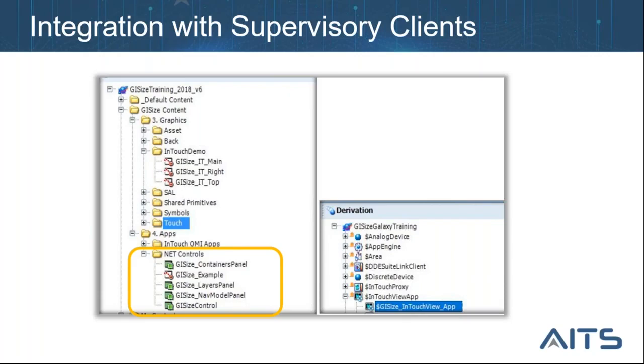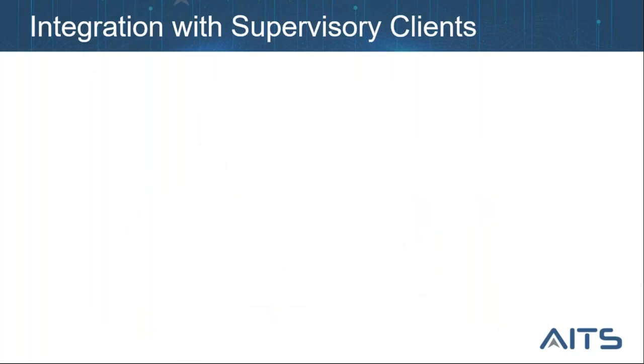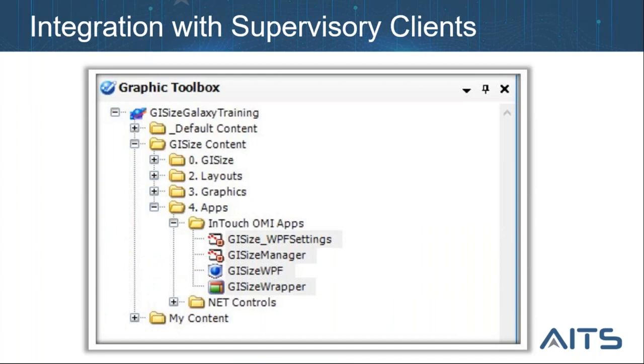On the other hand, since the .NET client controls cannot be integrated within the OMI application, you need designated apps to be imported and used in layouts and panes. For example, here we're going to learn about the wrapper, the GISize wrapper app specifically dedicated for OMI.